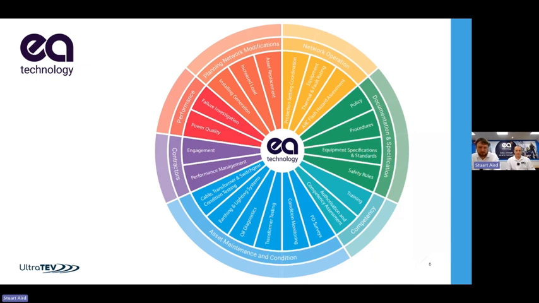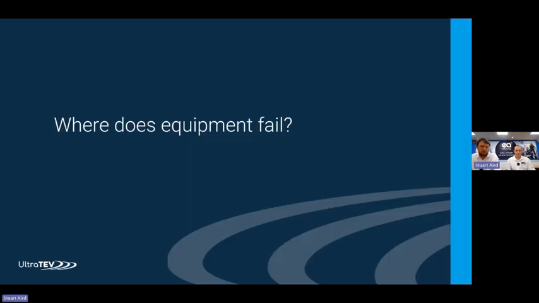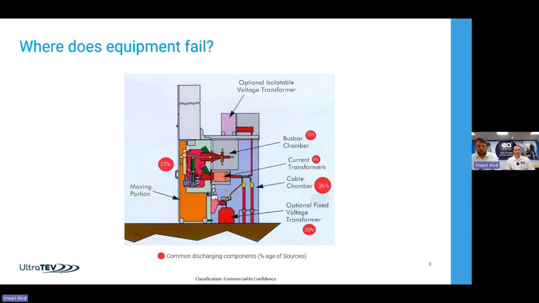Those who did join us on the last webinar will remember this slide, which was about where equipment fails. We showed this textbook example last time, which highlighted that yes, failures can occur in multiple places. More often than not, they're in either moving portions or areas where people are involved, cable terminations, etc.